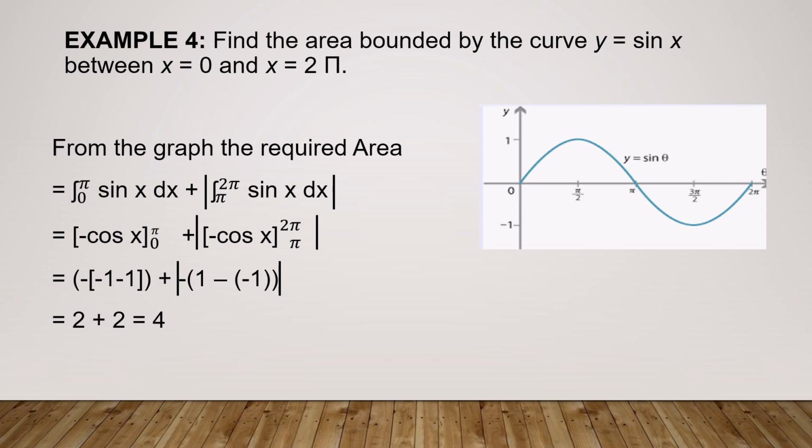Integral of sine is minus cos. Put the values, upper limit minus lower limit. So take care while you put the values 1 and minus 1. Accordingly, in the second case, even if your area is minus 2, you have to consider 2. So it is 2 plus 2, which is equal to 4.